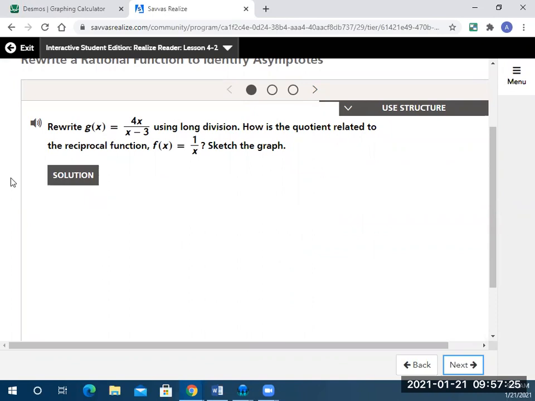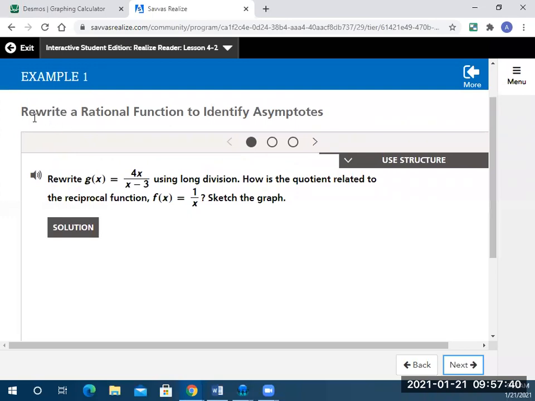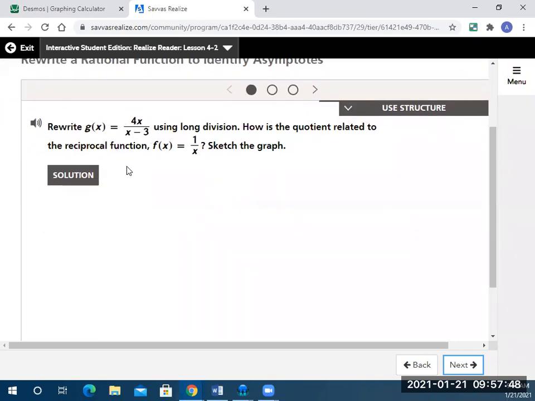Now this tells us to rewrite g of x equals 4x over x minus 3 using long division. How is the quotient related to the reciprocal function? So we're going to rewrite a rational function to identify the asymptotes. Right? So we want this function to look like the other functions that we were working with. Who remembers long division? You can use synthetic division here too, but I want us to get used to long division because there's going to be a few examples where we cannot use synthetic division and we're going to have to use long division.